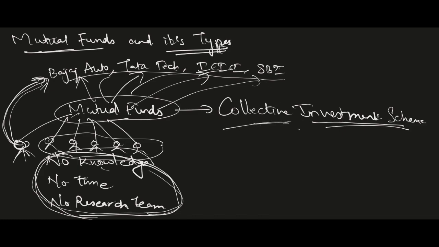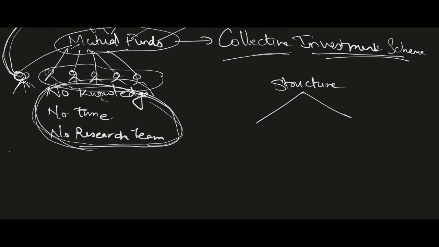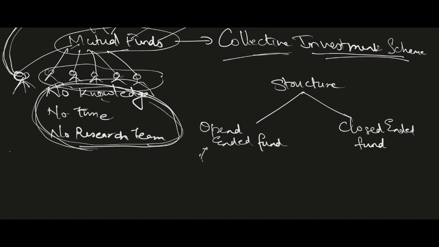Now mutual funds can be categorized into two types based on the structure of the fund. One is the open-ended fund, and another one is the closed-ended fund. Open-ended fund means you can invest in this fund throughout the year. That's why it is called open-ended.